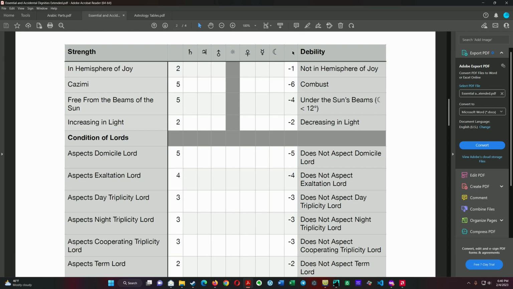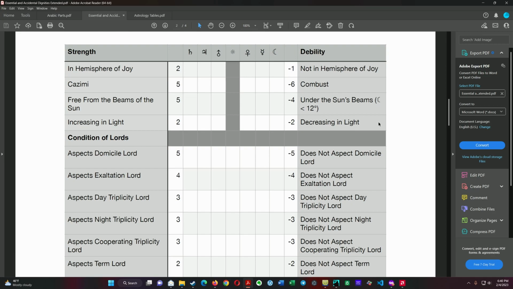And if a planet's increasing in light, meaning it's getting brighter, like the sun's moving away from it, or it's moving away from the sun, that gets points. But if the sun's moving toward it and it's getting not occulted really, but overpowered by the sun, or the planet's changing in brightness, it's decreasing in light, it's going to lose points.